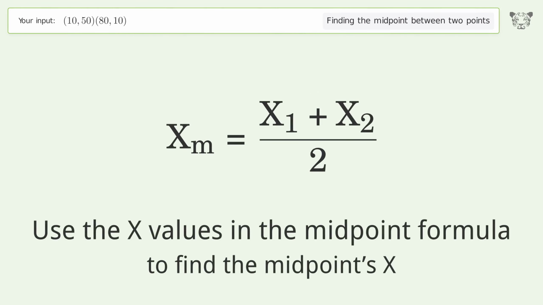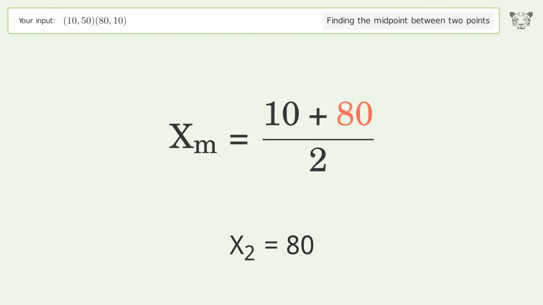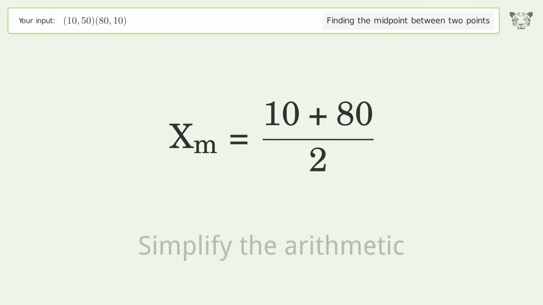Use the x values in the midpoint formula to find the midpoint's x. x1 equals 10. x2 equals 80. Simplify the arithmetic.